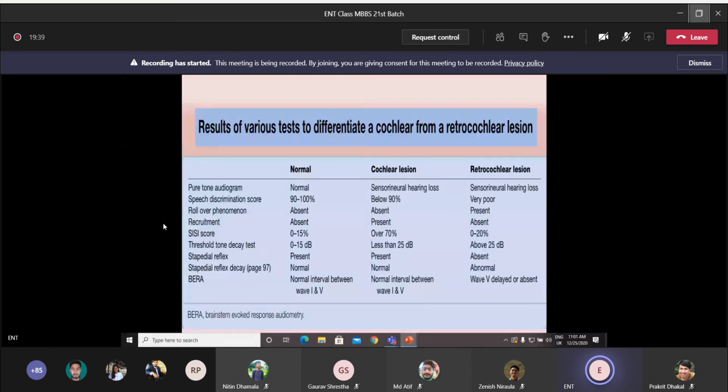You don't need to bother about the details, it will only be asked in exams after the audiology class has been taught to you. So this is in your book.